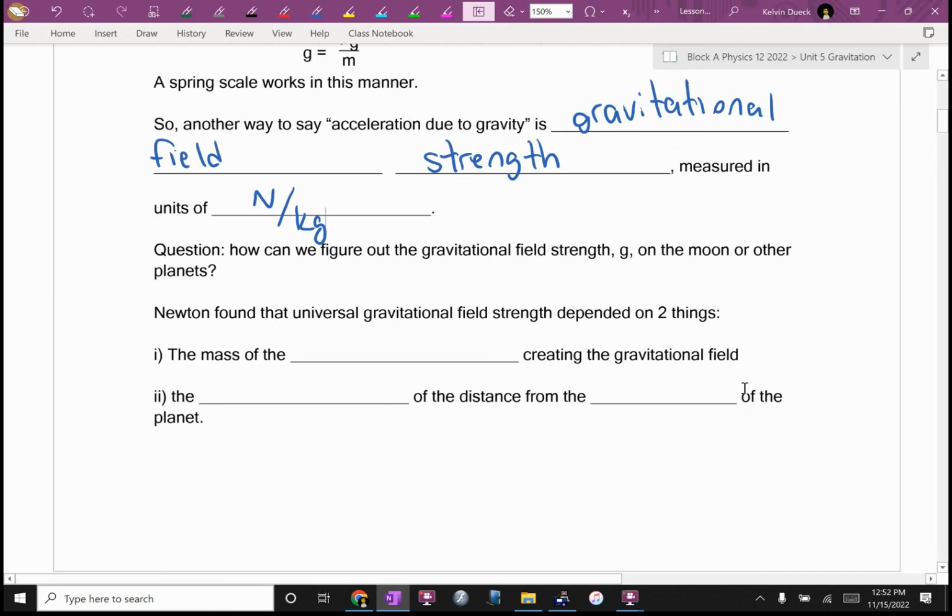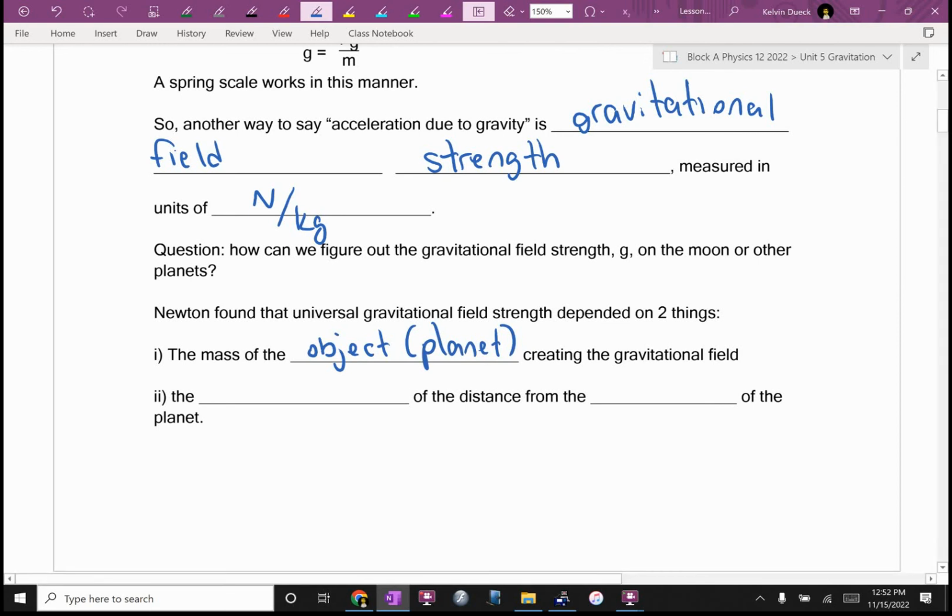Newton found that universal gravitational field strength anywhere depended on two things. Number one, the mass of the object, and you could put in brackets, planet, creating the gravitational field. Bigger planets, stronger gravity. More mass, stronger gravity. Less mass, weaker gravity.